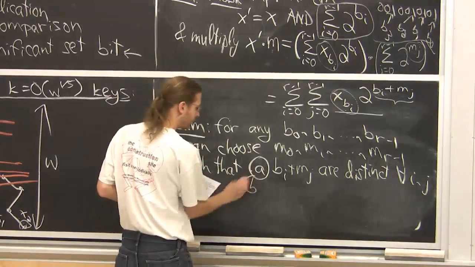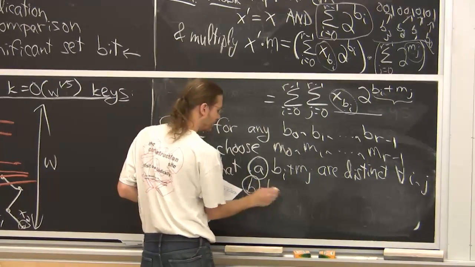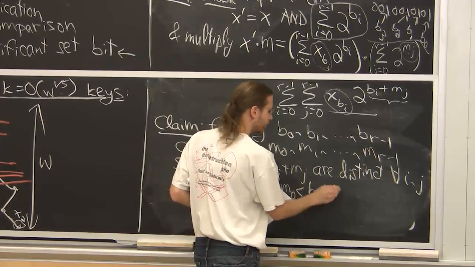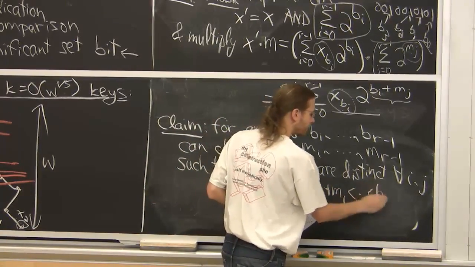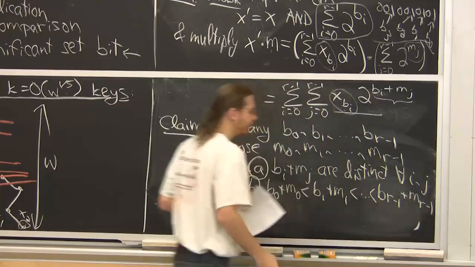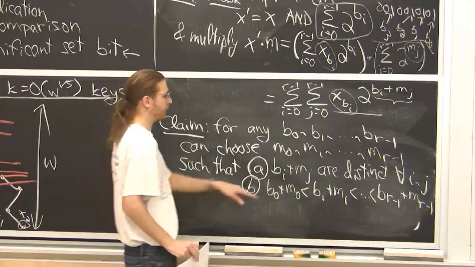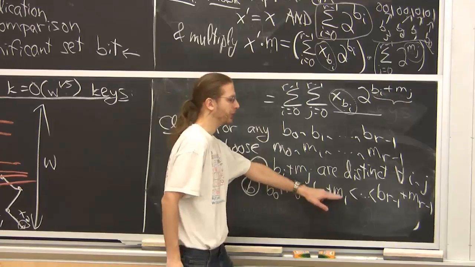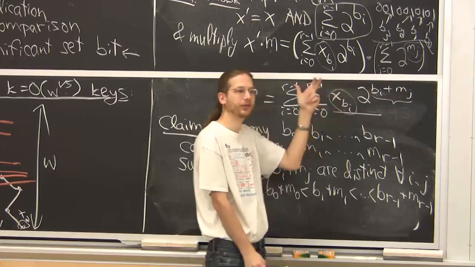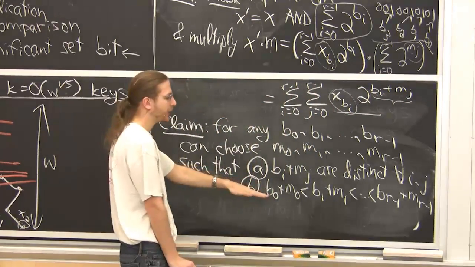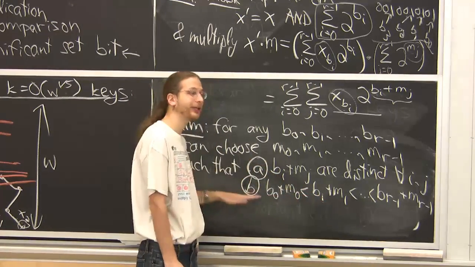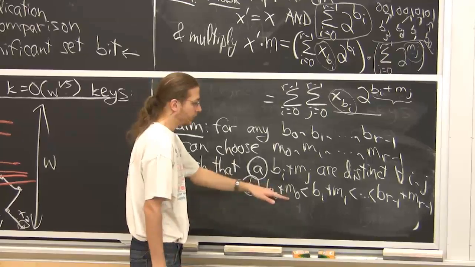Property B is that the bits I'm going to end up caring about are b0 plus m0, b1 plus m1, and in general bi plus mi. In general, we have bi plus mj for different values of i and j. I claim the ones I care about are the ones where i and j are equal. So I'm going to look at these bits, and in particular, I want them to appear in order in the bit string.